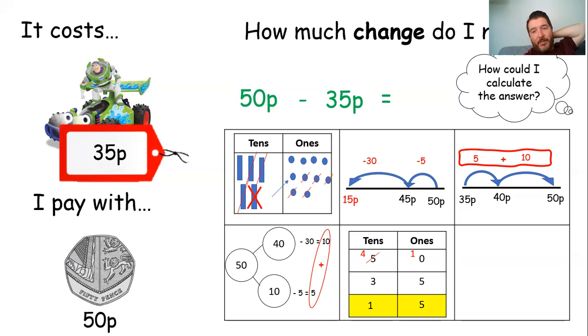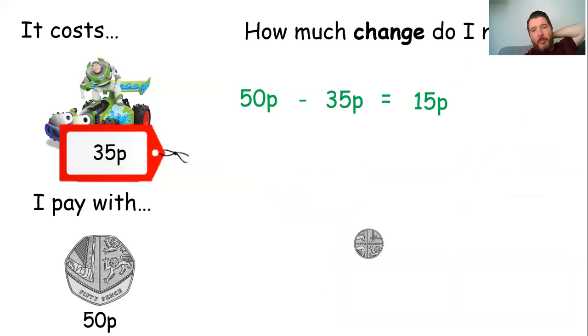So any of those methods are fine. It gives me 15. But how much change do I need? So what I need to do is I need to draw the coins, don't I? I need to find the coins. So we know that the difference, the amount of change, is 15p. Now I just need to make it.